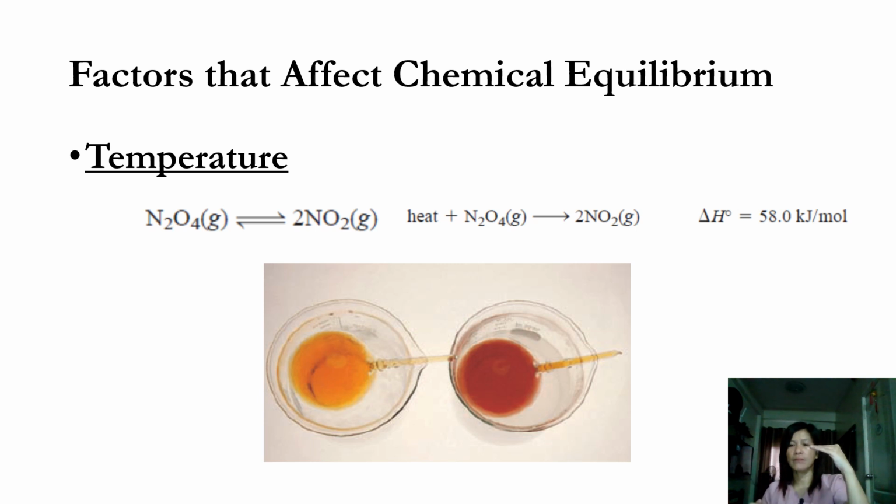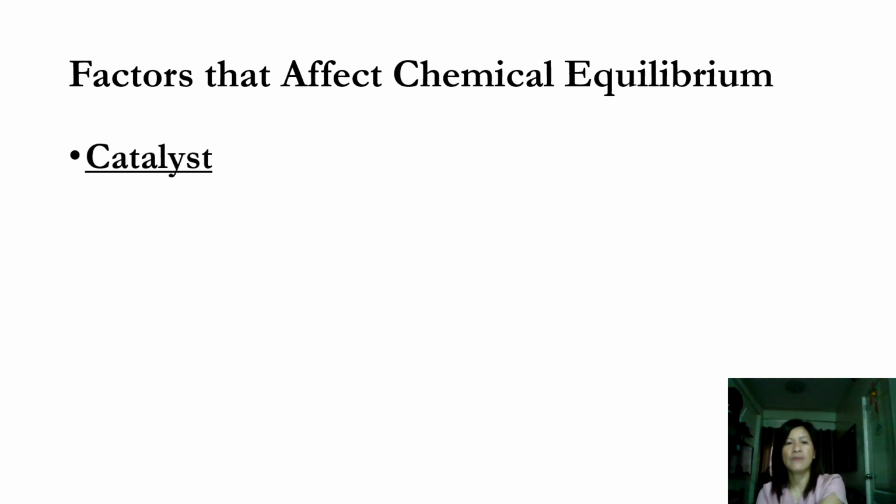Removing heat is putting stress to the opposite side. So for that opposite side to relieve the stress, equilibrium must shift towards the opposite side in order to relieve the stress and re-establish equilibrium. And the last factor is catalyst.